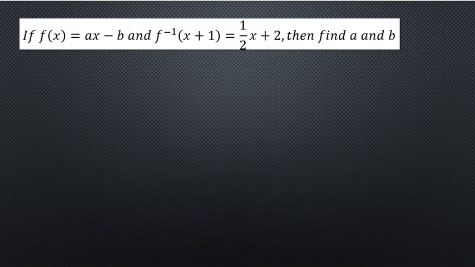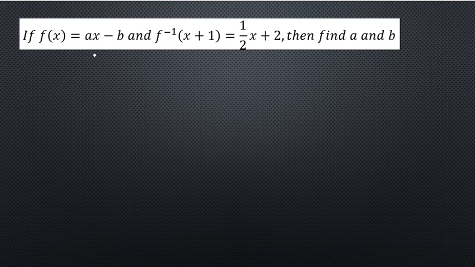Okay, the second question says: if f of x is equal to ax plus b, this is f of x, and f inverse of x plus 1 is equal to 1 over 2x plus 2. These are the given conditions. Then we are asked to find a and b.